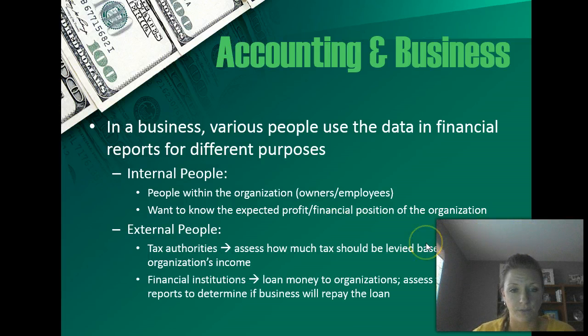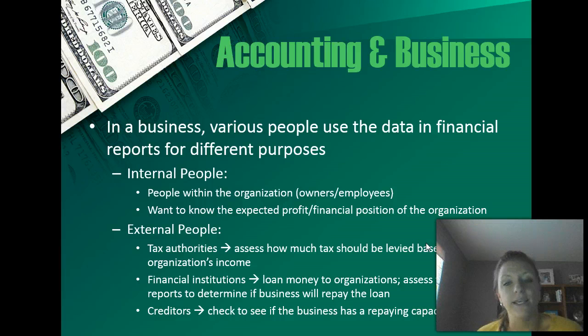And then external people, this would be like tax authorities, financial institutions, creditors. They're going to want to see that data as well. So tax authorities would use it to assess how much tax should be levied based on the organization's income. So they'll determine how much that company owes in taxes.